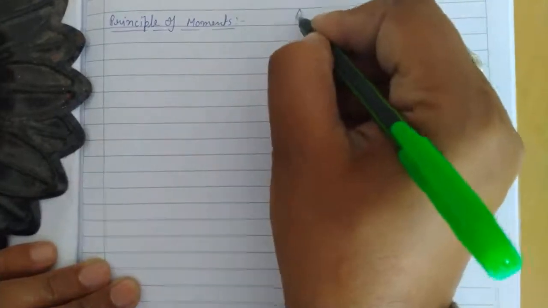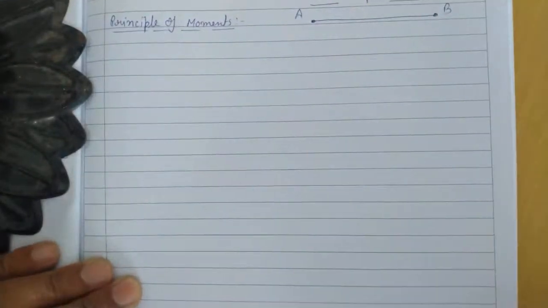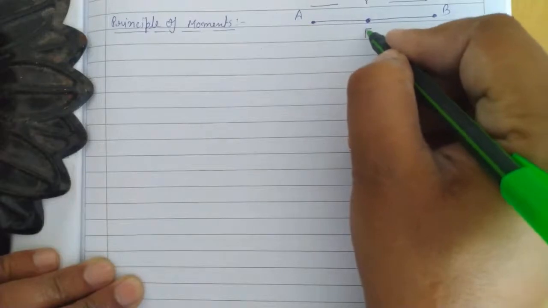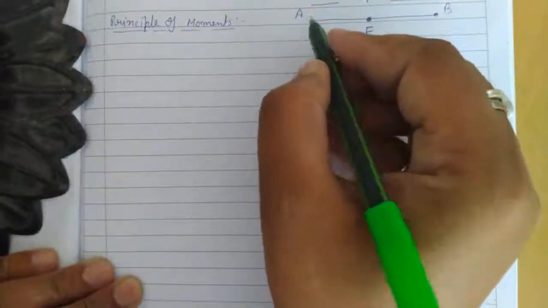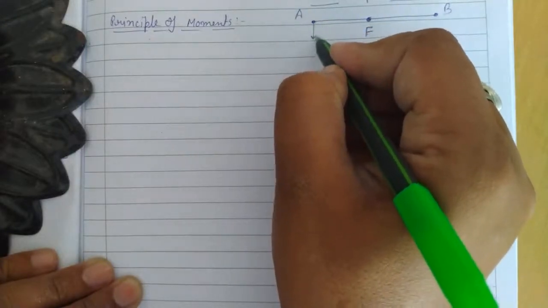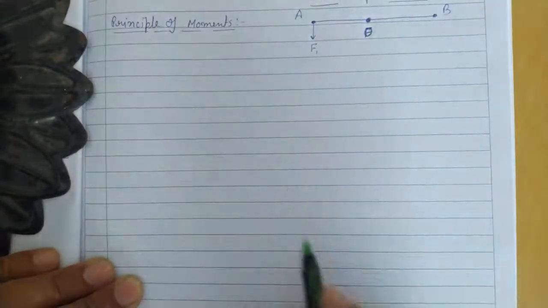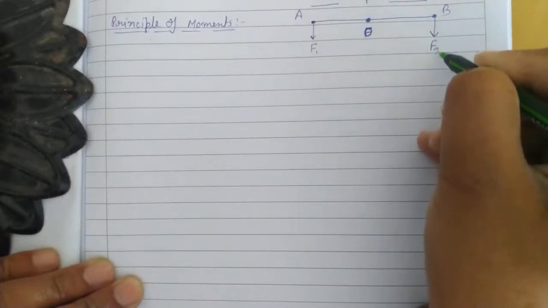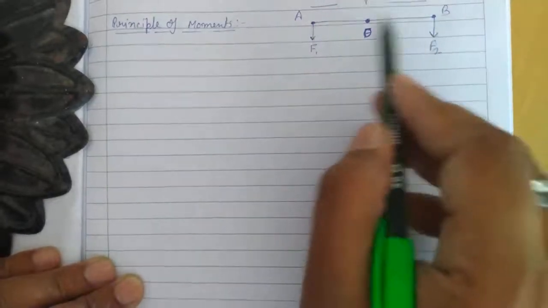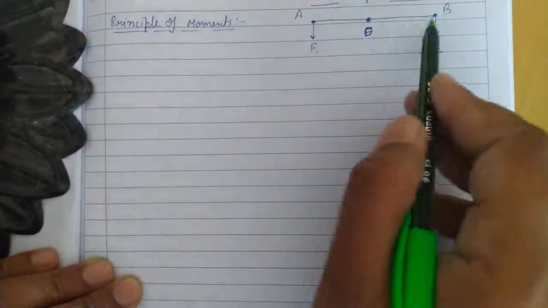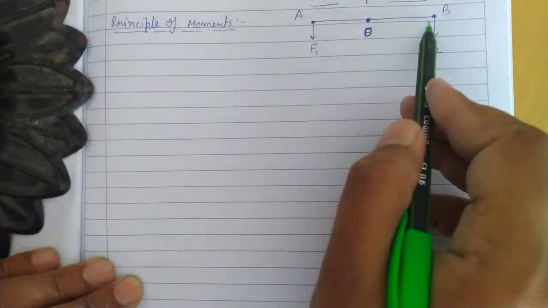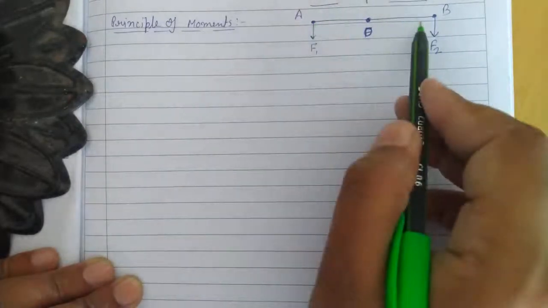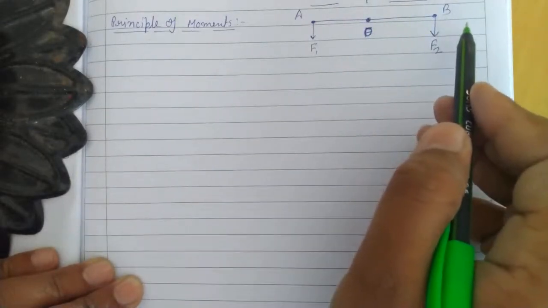Let we have a rod AB of length R, and there is a point in between AB, let's say O. Now, if a force is applied at A downward, let's say the force is F1, and the force at B is F2, and these two forces act along the same line at a perpendicular distance to one another, therefore if there is no rotational motion, that is the rod AB is in rotational equilibrium.